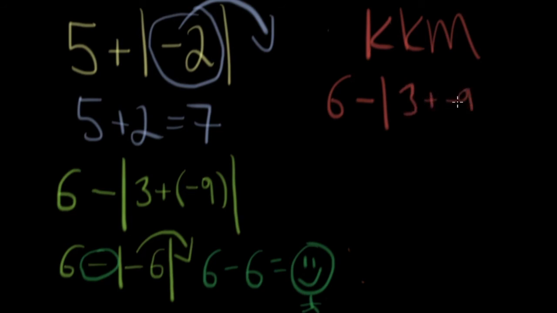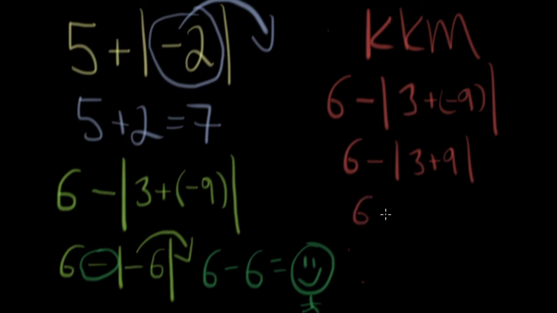The first common kid mistake is to say, oh, I'm just going to make that positive. So this becomes 3 plus 9. So this becomes 6 minus 12. So my answer is going to be negative 6. Haha, I'm right. You're wrong. Remember, you don't turn everything in here positive. You do all the math first, and then you make it positive. That's the very first, KKM number 1.